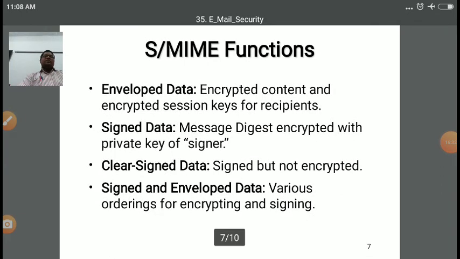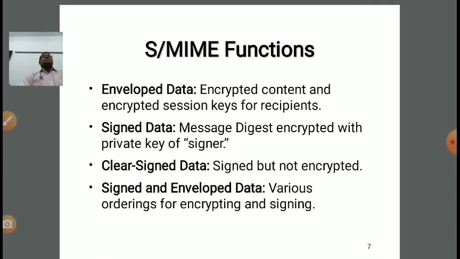S/MIME functions. S/MIME performs various types of functions like PGP. In PGP, compatibility, encryption, digital signature and compression were all there. In S/MIME, there are some other functions. Enveloped data means it performs encryption on the content, and encrypted session keys are used for the recipient. Signed data: the message digest is encrypted with the private key of the signer, so a digital signature is also used in S/MIME. Clear-signed data means it is signed but not encrypted.